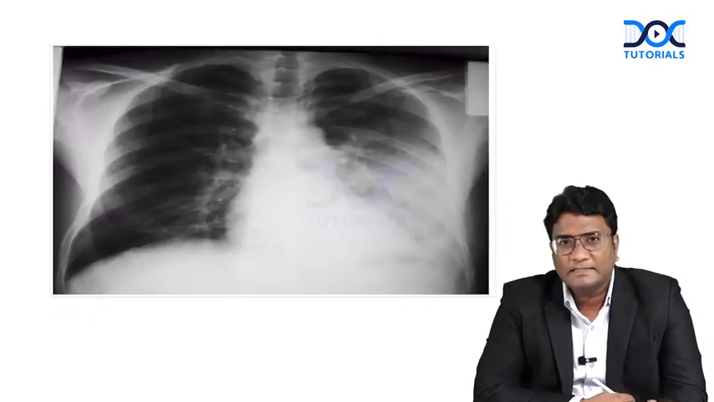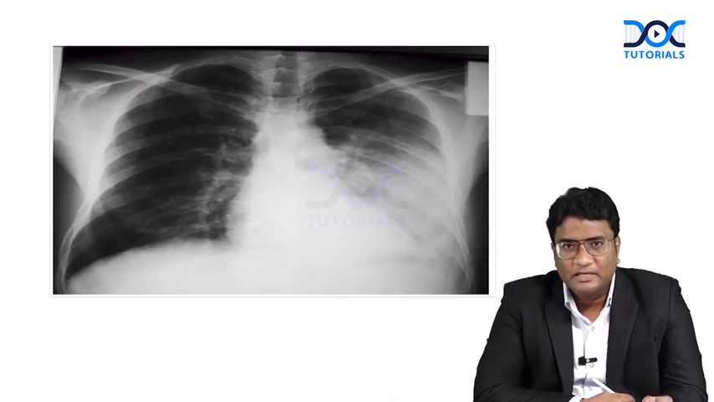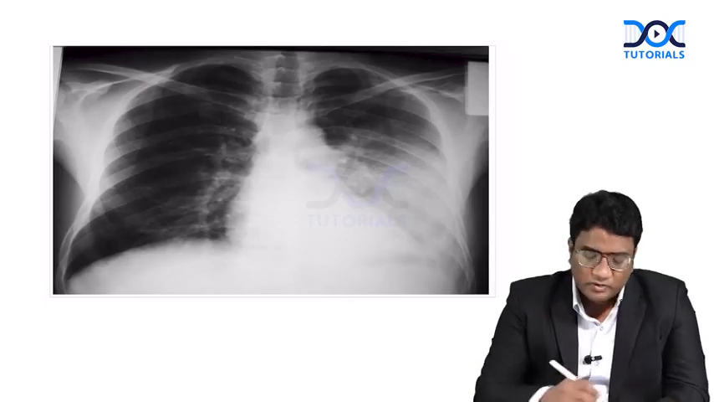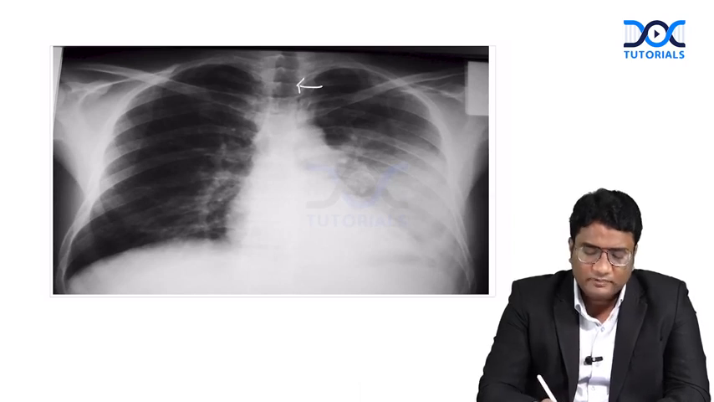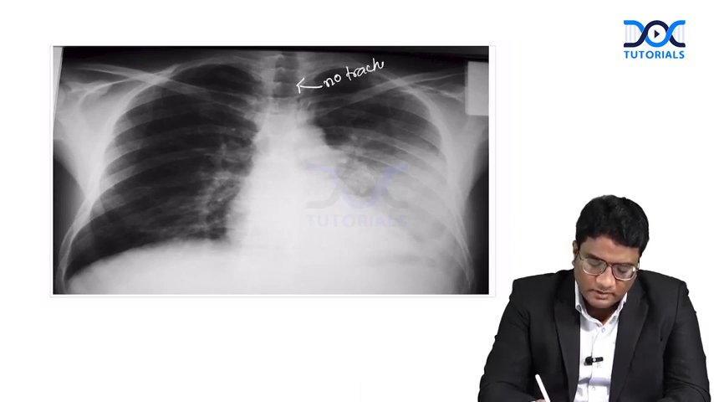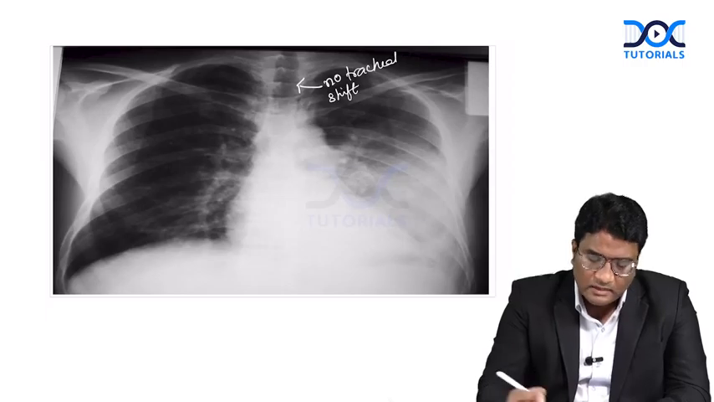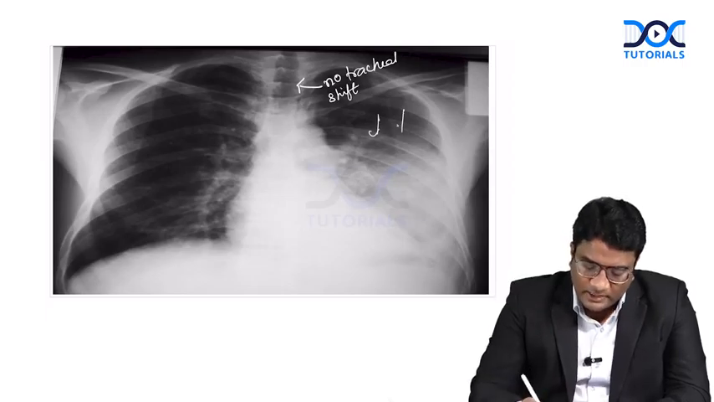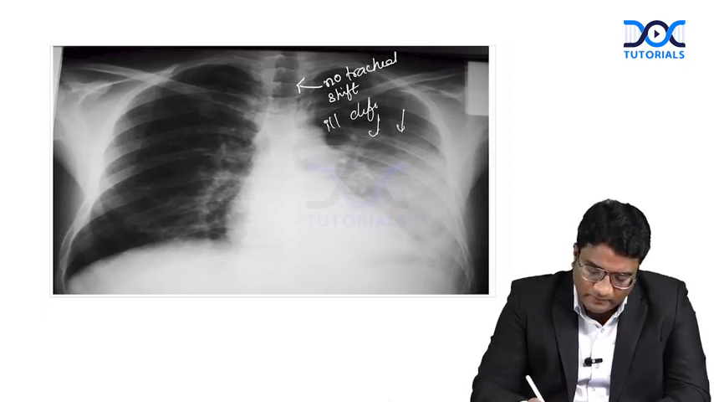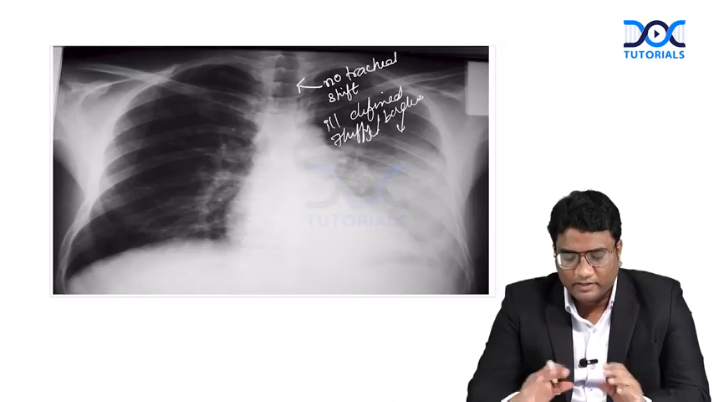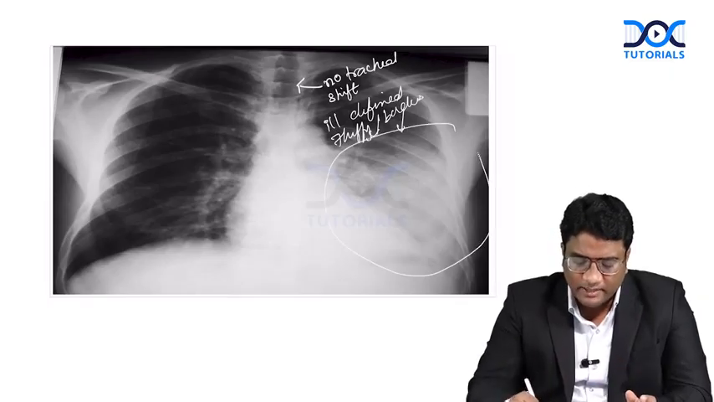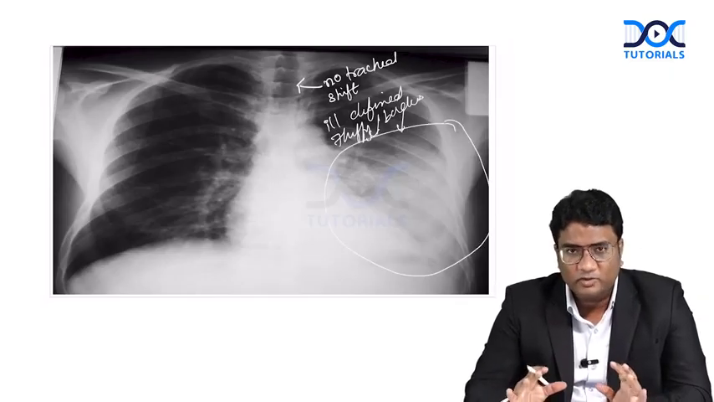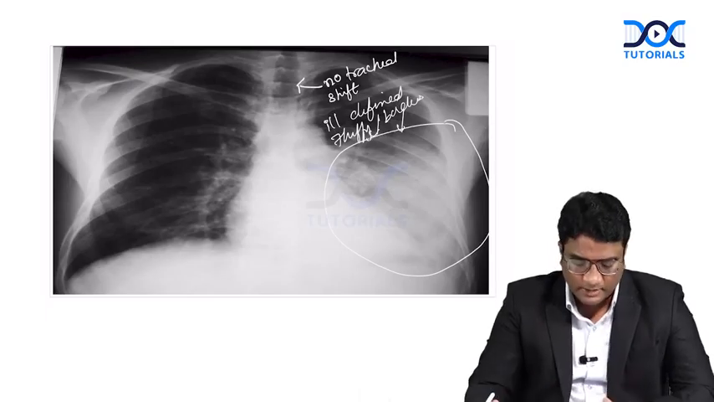Now, let's look at some important chest radiographs. The first one we look at is how to identify pneumonia on a chest radiograph. In pneumonia, there is no tracheal shift. And in pneumonia, there are very ill-defined fluffy borders. So when there is no tracheal shift and you see an opacity which is ill-defined with fluffy borders, this is your pneumonia or consolidation. Let me show you another example.